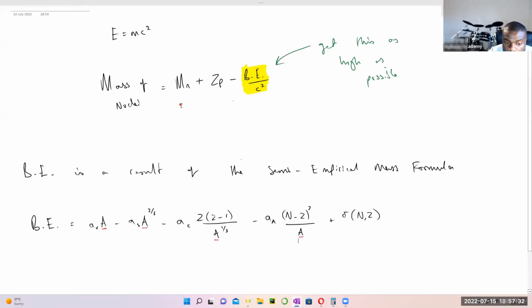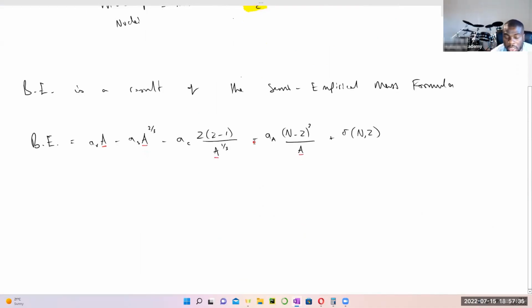These A terms are basically like the volume, surface, and radius of the nuclei, right? So A is something related to the volume. A^(2/3) is something related to the surface. And predictably, A^(1/3) is something relating to a radius or line, okay?